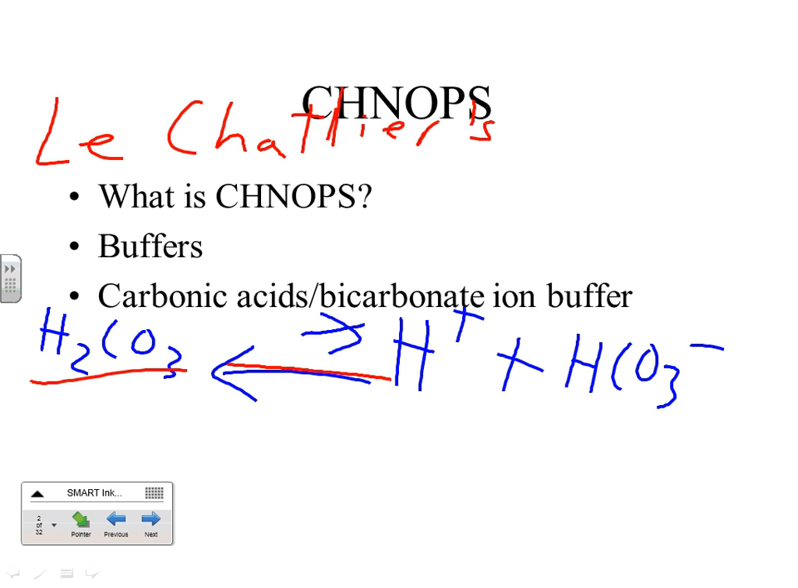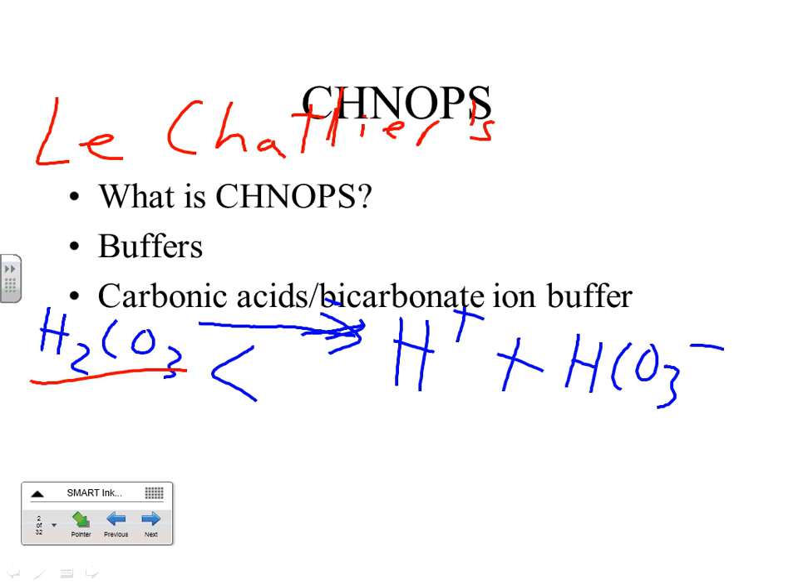Either way, your pH changing up or down is bad. So Jonathan's body says, whoa, H plus is too low. I better what? I better make it go back up. And the way it makes it go back up is it speeds up this reaction and does what to this reaction? Slows it down. That's the way buffers work.